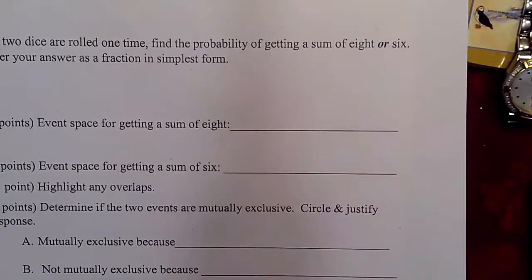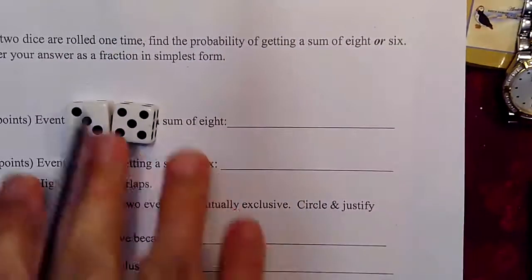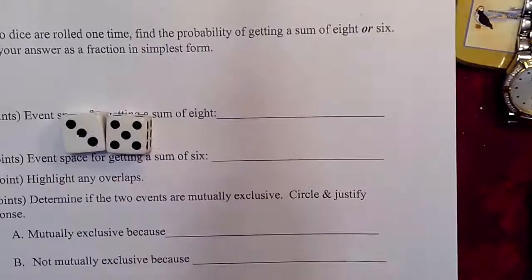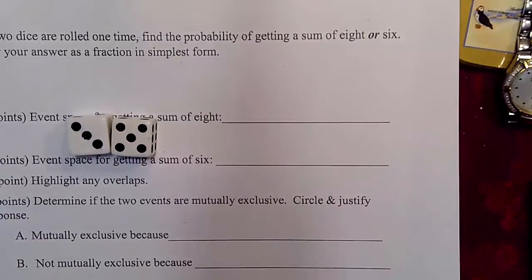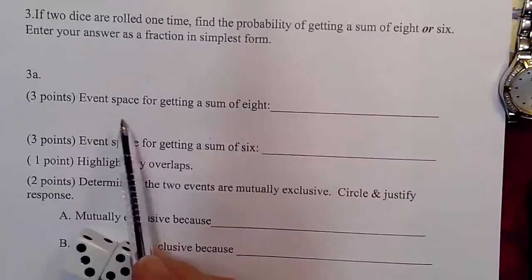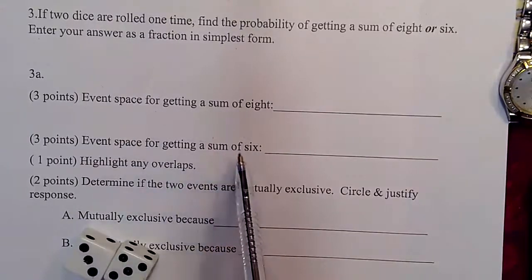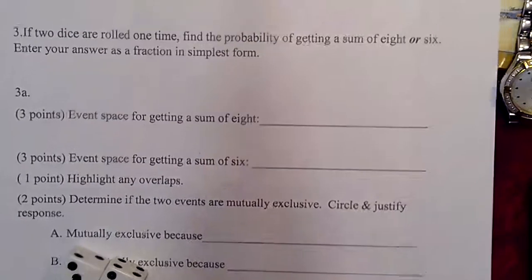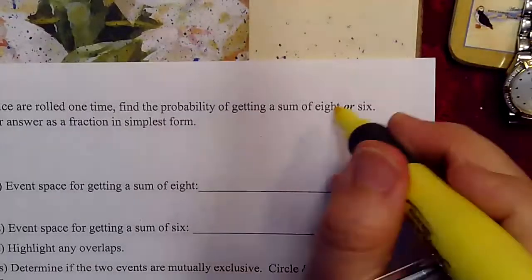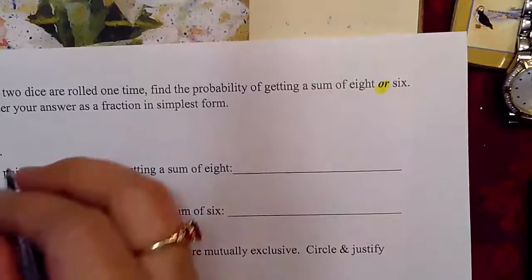Okay, so three says that if two dice are rolled one time, find the probability of getting a sum of 8 or a sum of 6. Enter your answers as a fraction in simplest form. So you see how your teacher has the event space for getting a sum of 8 and then the event space for getting a sum of 6. And this one is an or, not an and. It's an or. So I'm going to put the or here.